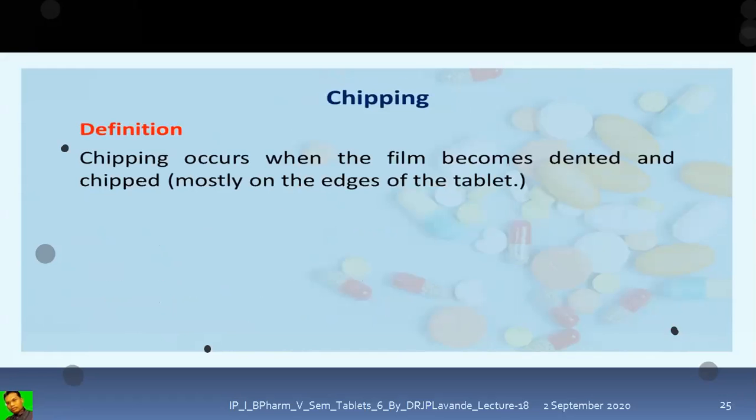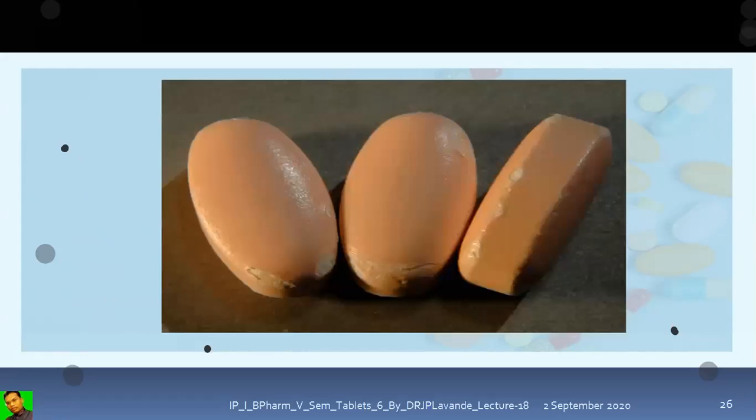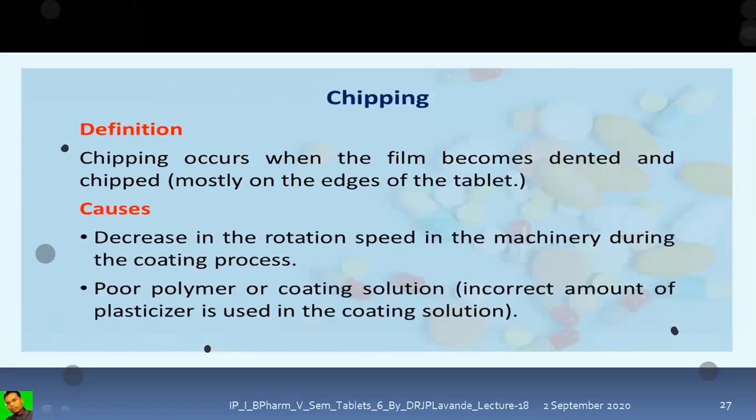The next problem is chipping. What is chipping? Chipping occurs when the film becomes dented and chipped, mostly on the edges of the tablet. So this is said to be chipping. You can see it is getting chipped from its edges, the coating material is getting removed. And again, you can see the edges are prone to chipping. The causes: a decrease in the rotation speed of the machinery during the coating process. The decrease in the speed is a cause for chipping.